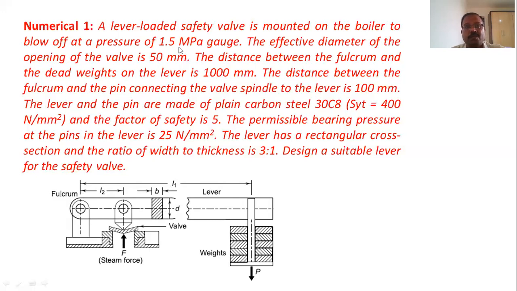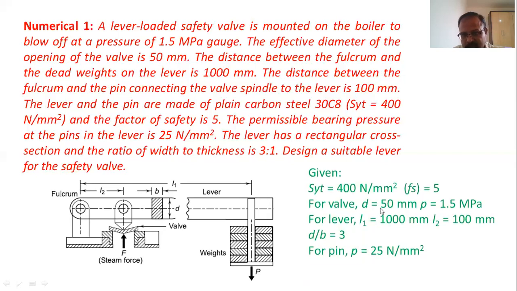Using the relation pressure is equal to force upon area, the area of the valve can be considered. So pressure 1.5, force which is to be calculated F, upon pi by 4 into 50 square. So F can be calculated. Rewriting the things: SYT, factor of safety. For the valve, the diameter is given, pressure is given. For the lever, L1 is given, L2 is given, D by B is mentioned as 3, and for the pin, the bearing pressure is given as 25 Newton per mm square.